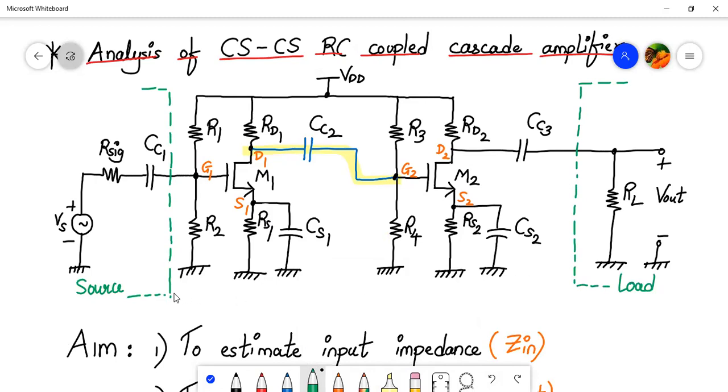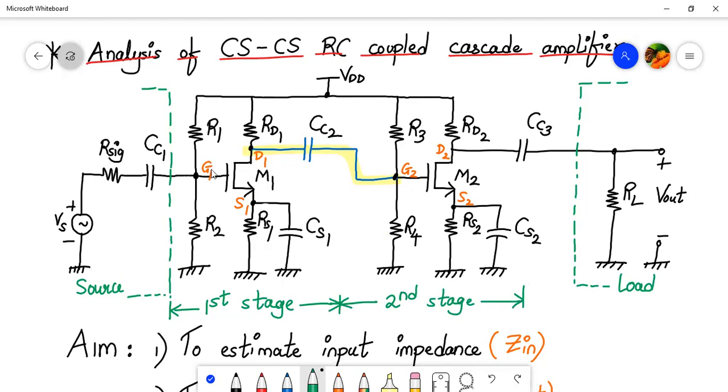Now in case of an amplifier, we have a first stage. From here to here is my first stage, so I'll write over here, this will become the first stage, and this is the second stage. The output of the first stage is connected to the coupling capacitor CC2, which is going to the input of the second stage.